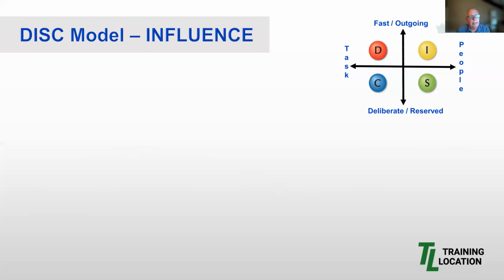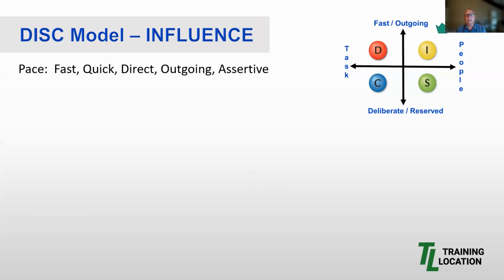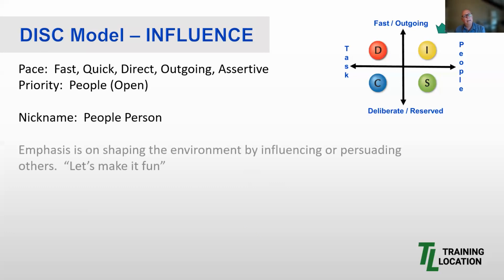Let's move on to the I style. Again, as you probably know already, they share a pace with the D. Again, that is fast, quick, direct, etc. Their priority, however, as compared to the D, is a people orientation. They're considered more open and less guarded like a D is. The nickname here, call them a people person. The emphasis is on shaping the environment by influencing or persuading others. Their motto, let's make it fun.